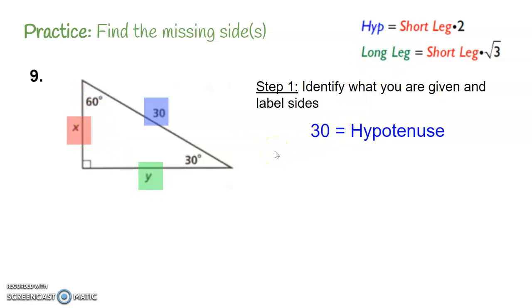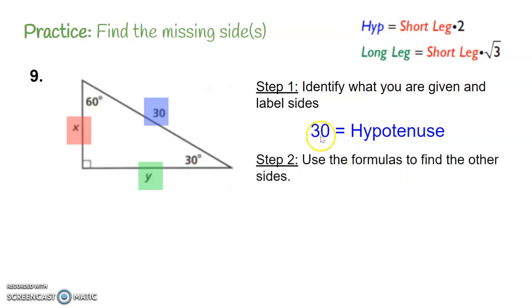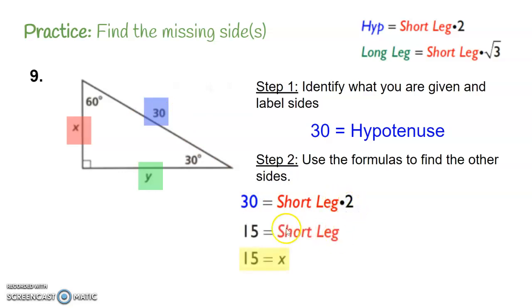Now, the tougher part about this particular triangle set is that we have two formulas to choose from, and you have to choose the first one correctly. Because I was given the hypotenuse, or the blue side, I have to start with my top formula because it has the blue hypotenuse. So my formula is hypotenuse equals short leg times 2. I was told my hypotenuse was 30. My short leg is x. You're welcome to put an x here instead. And then to undo the multiplication of 2, I would just divide 2 to the other side.